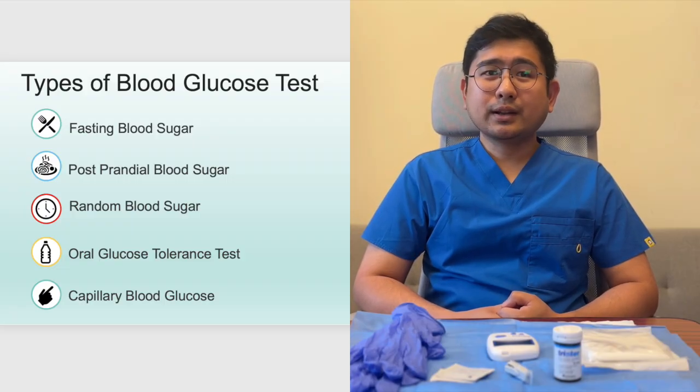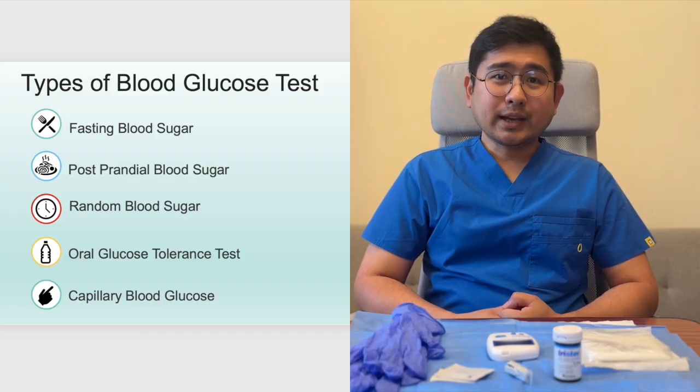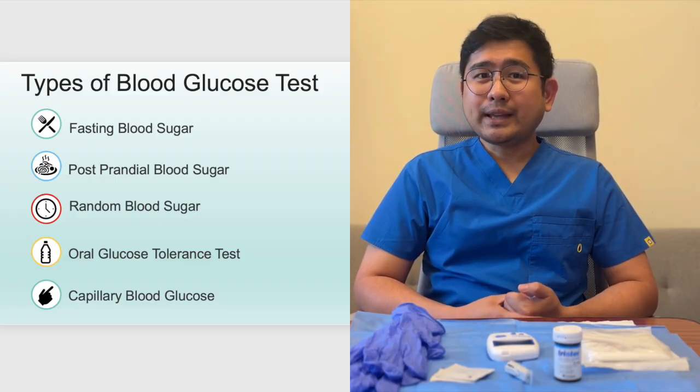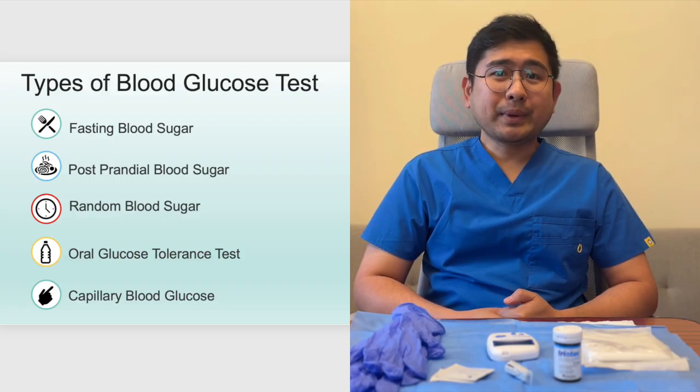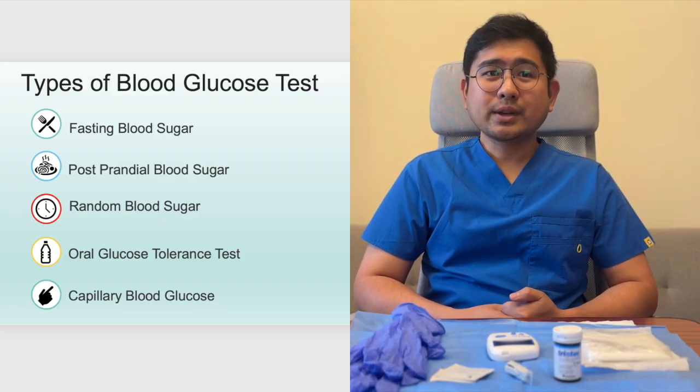Next is postprandial blood sugar. This is measured 2 hours after eating. It helps assess how well the body handles glucose from a meal. It's particularly useful for patients on insulin or those being monitored for glucose tolerance.